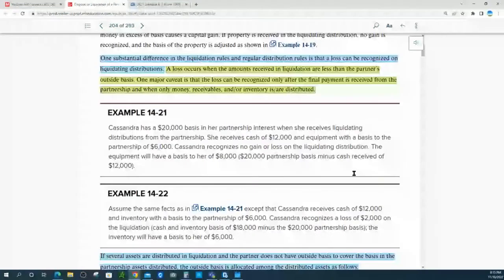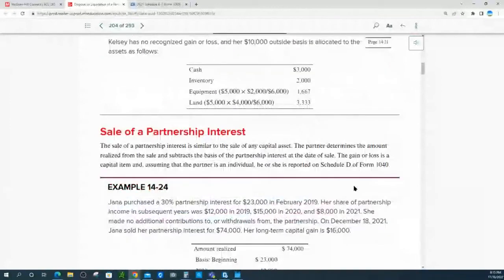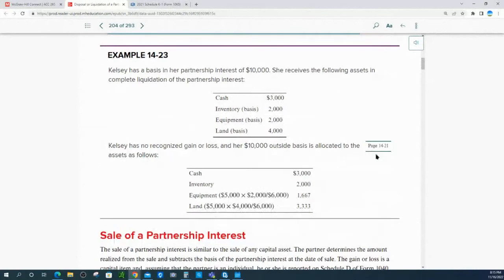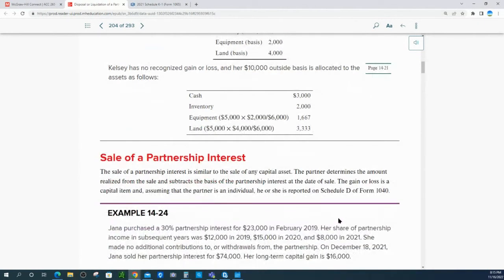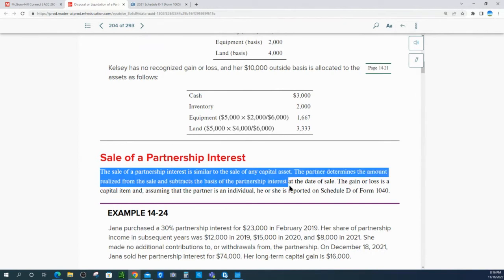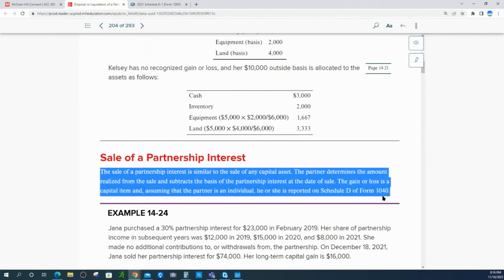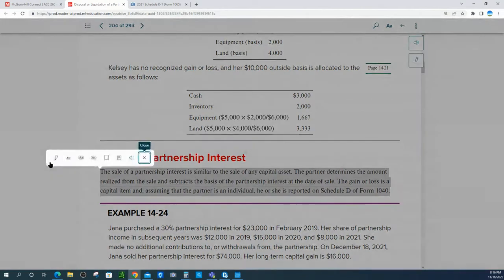Okay, so that is a liquidation of a partnership interest. Now, what happens when you sell a partnership interest? With liquidation, the partnership is getting you out: you're gone, and the partnership buys back your share. With a sale, you're selling it to somebody else. So it's similar to the sale of any capital asset. The partner determines the amount realized from the sale and subtracts the basis of the partnership interest as of that date. It is a capital item, reported on Schedule D, just like any other capital item.